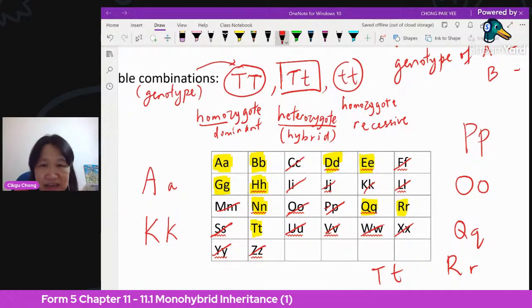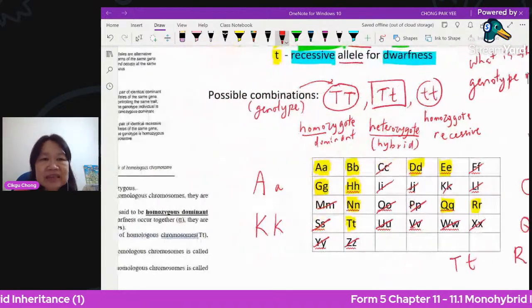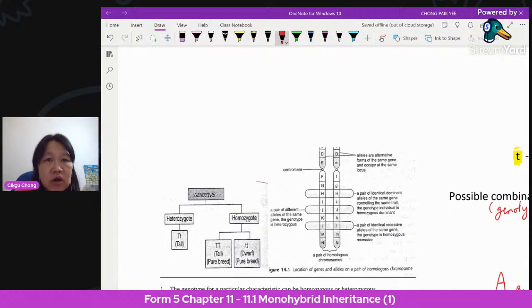1, 2, 3, 4, 6, 7, 8, 9, 10. You use those 10, no? I'm sure it's enough for you to go by. Okay, so that. Lastly, I've already gone through your heterozygous and homozygous.